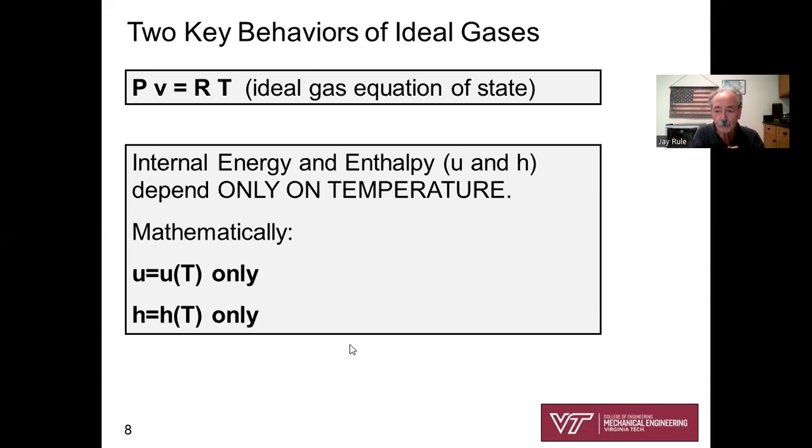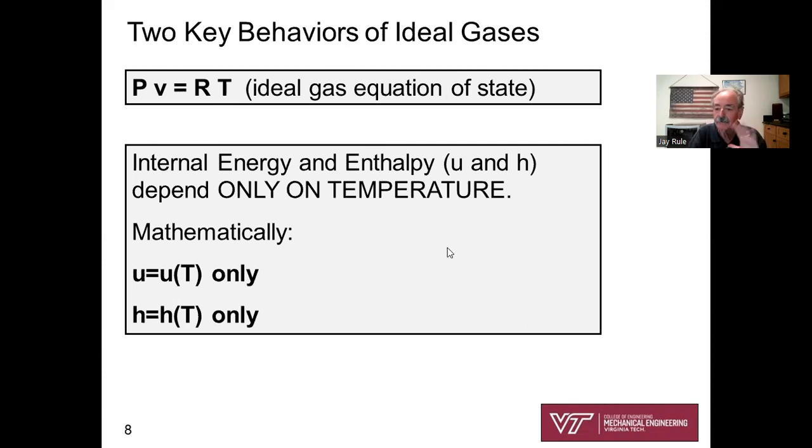Now let's move on to the purpose of this, talking about using C sub P and C sub V for ideal gas calculations. Here are two key behaviors of an ideal gas. One is the ideal gas equation of state that you now know by heart: P times little v is equal to RT. Pressure times specific volume is equal to R, the gas constant, times T in absolute temperature. That's one you know by heart.